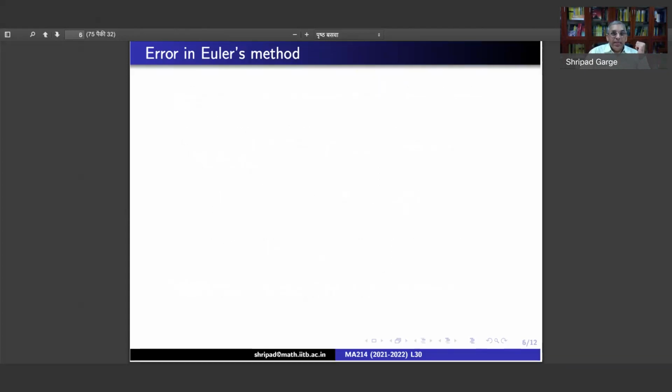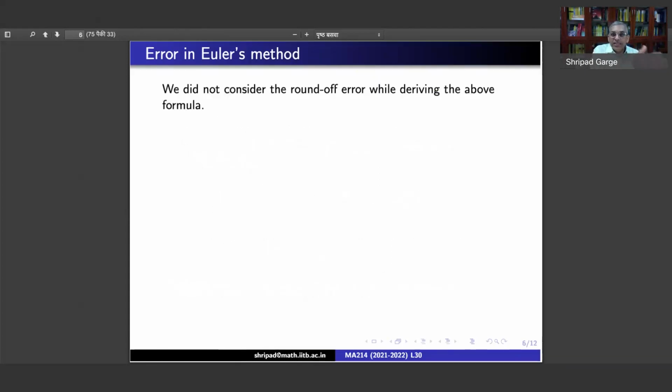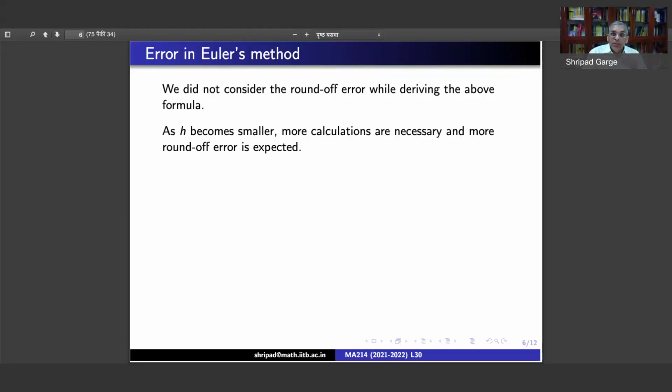Okay, now the second type of error is the round off error. The error that we saw was the truncation error, which appears because of the approximation, assuming that all the numbers are taken truly as real numbers. But there will be round off error because we will not take real numbers as real numbers. We will convert them into finite decimal expansions, and therefore there are bound to be some round off errors. In fact, if you are taking h to be smaller, then there are more calculations involved, and then the round off error will become even worse. So more round off error will be expected if your h is smaller.